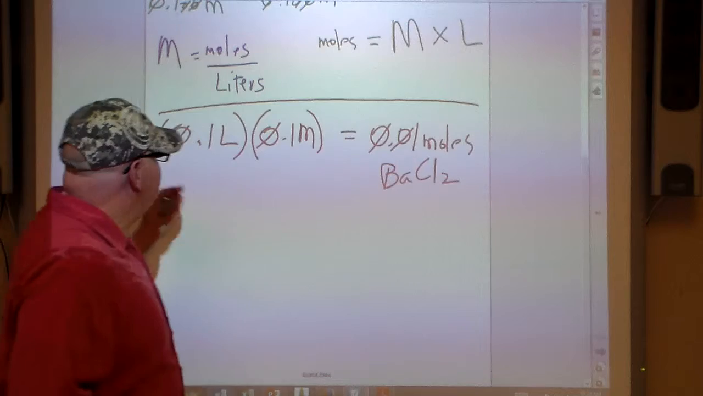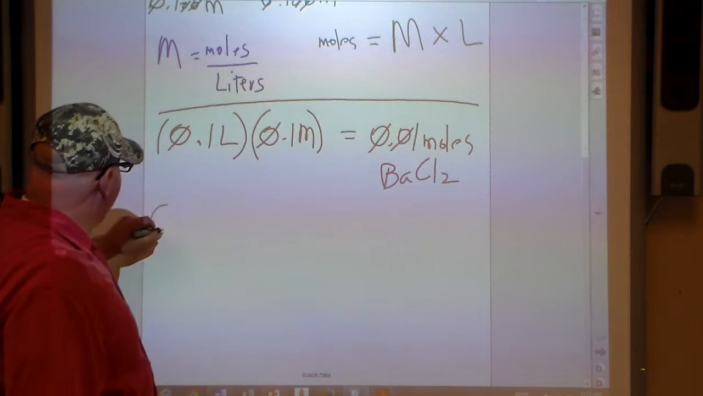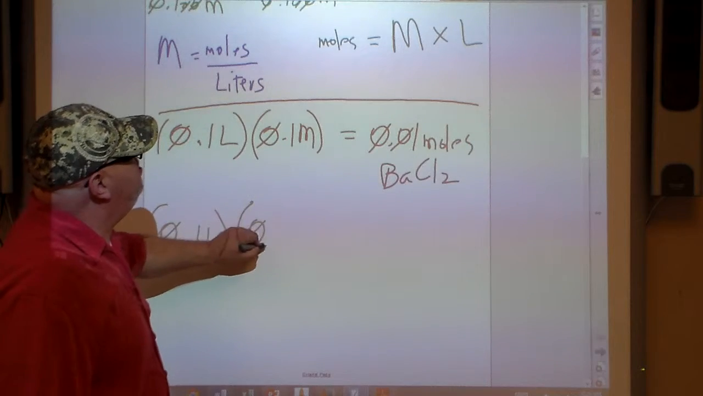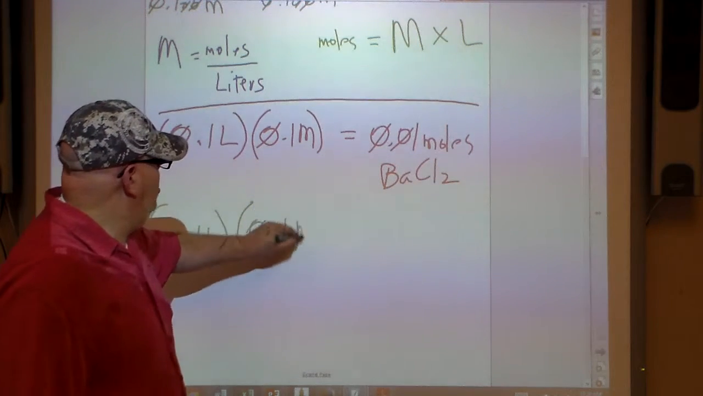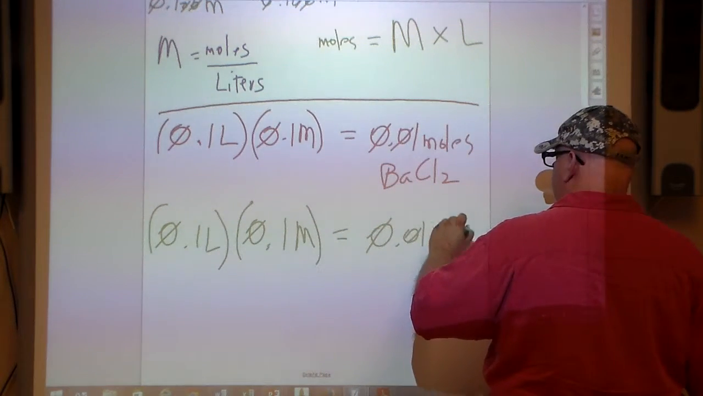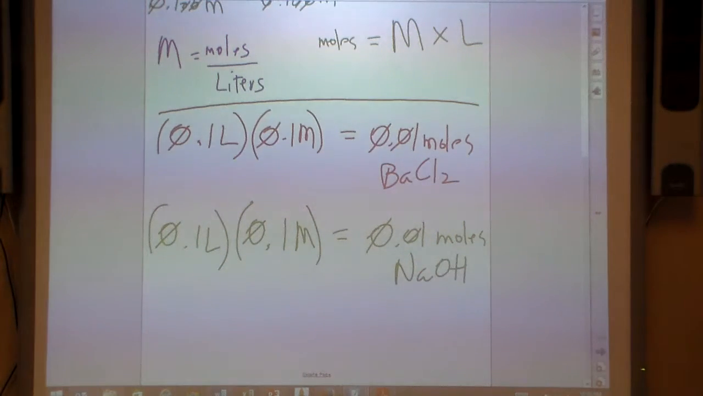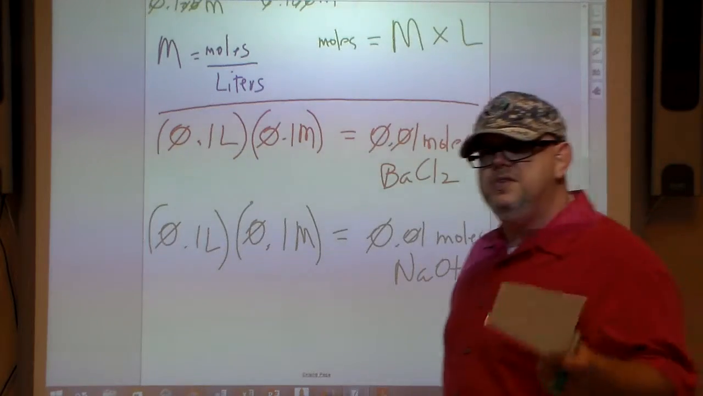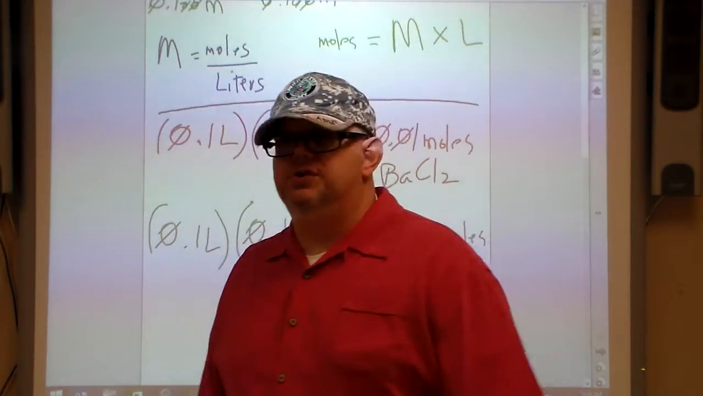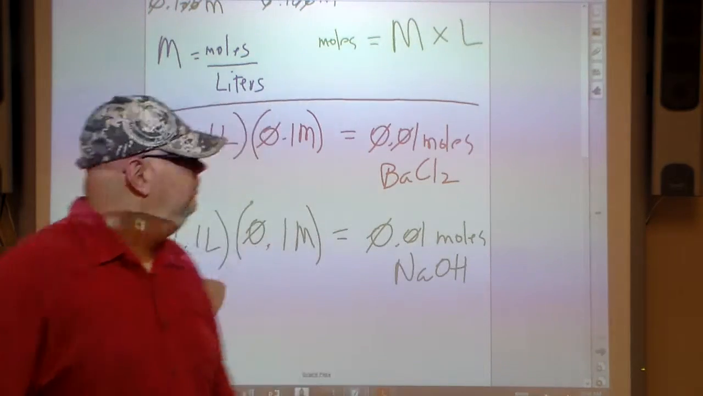So that gives us the moles of barium chloride. What about the moles of NaOH? Same thing. We have 0.1 liters multiplied by 0.1 molar, and that gives us 0.01 moles of NaOH. Now we've figured out the number of moles. Remember, what's a mole? A mole is a number, and that's what we're interested in. What's going to run out first? The sodium hydroxide or the barium chloride?